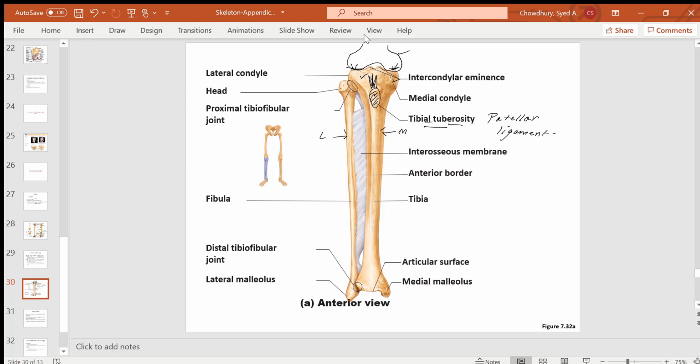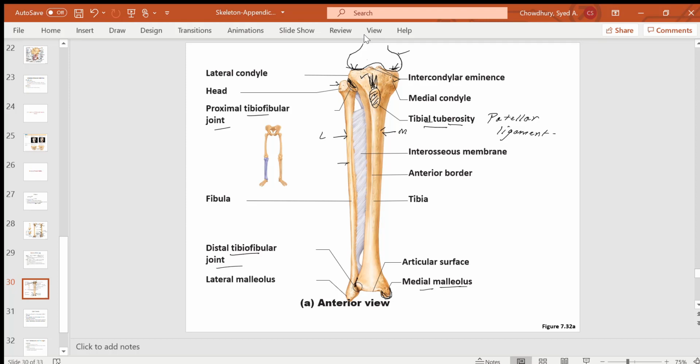Okay, now the lower end, you see like your radius and ulna, a small extended part that goes further downwards, and this is called the malleolus. In case of your upper limb, similar structures are called styloid processes. In case of leg bones, malleolus, but structurally they are similar. And this is the fibula, and this is the upper end or head of the fibula, which articulates with the tibia to form the proximal tibiofibular joint, and this is the distal tibiofibular joint.